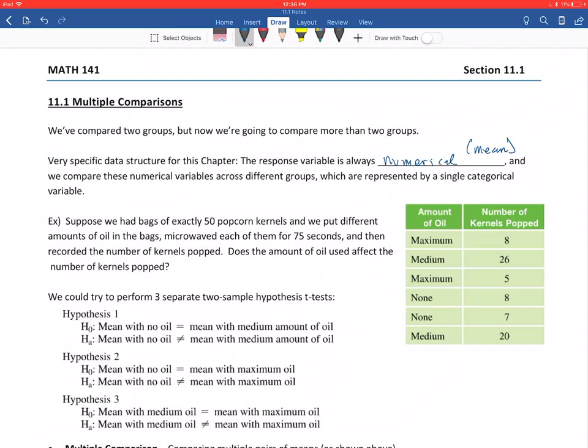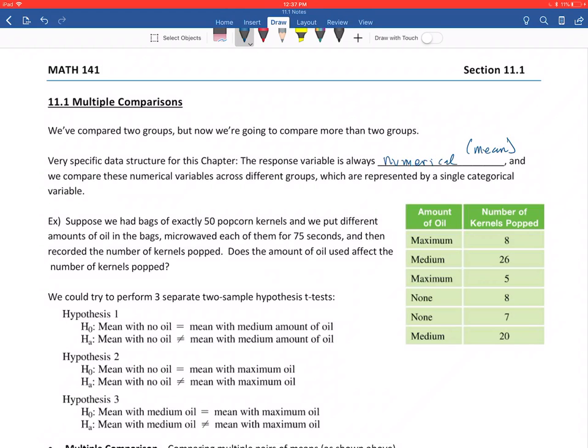It says, suppose we had bags of exactly 50 popcorn kernels, and we put different amounts of oil in the bags. Then we microwave each one of them for 75 seconds and recorded the number of kernels popped. The question becomes, does the amount of oil used affect the number of kernels popped? So we've got a data table over there where we have 2 different bags with no oil, 2 with a medium amount, and 2 with a maximum amount, and the number of kernels popped are recorded.